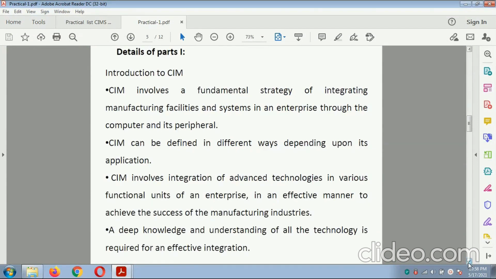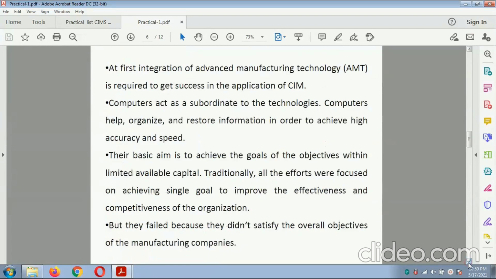The CIM involves a fundamental strategy of integrating manufacturing facilities and systems in an enterprise through the computer and its peripherals. The CIM can be defined in different ways depending upon the application. It involves the integration of advanced technology in various functional units of the enterprise in an effective manner to achieve the success of the manufacturing industry. A deep knowledge and understanding of all the technology is required for effective integration. At first, the integration of advanced manufacturing technology, that is AMT, is required to get success in the application of the CIM.